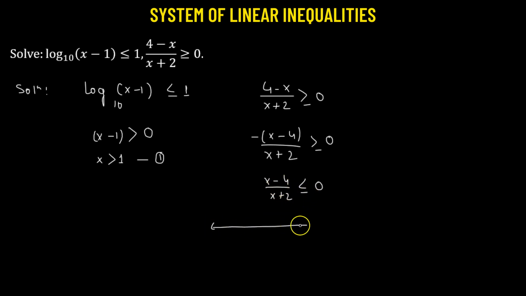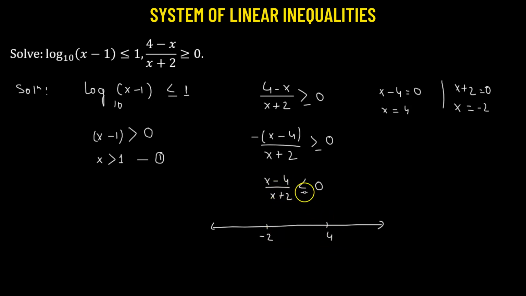Now we can find the critical points. A critical point is defined as that value of x for which the numerator or denominator goes to 0. So x minus 4 equated to 0 gives us x equals 4. This is one critical point. And x plus 2 equals 0 is another critical point, which makes the denominator go to 0. So we have negative 2 and positive 4.